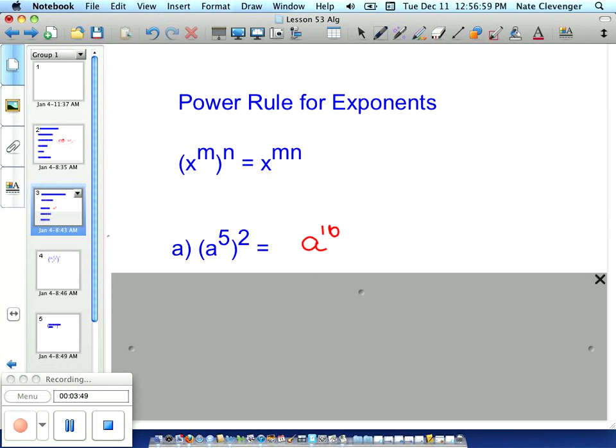Why would that work? Before you ask a question, doesn't this mean a to the 5th times a to the 5th? Isn't that a to the 5th squared? Yeah. And so then we're multiplying bases that are the same. So when we multiply bases the same, we add the exponent, so it gives us 10. But rather than going to that longer process, we just say, okay, we're going to multiply those two.